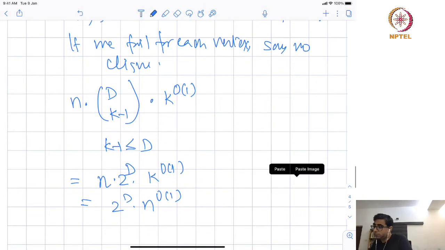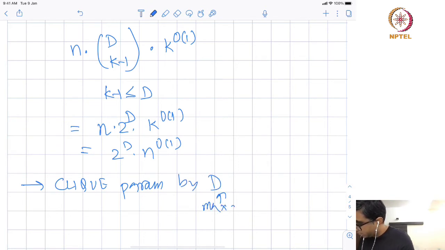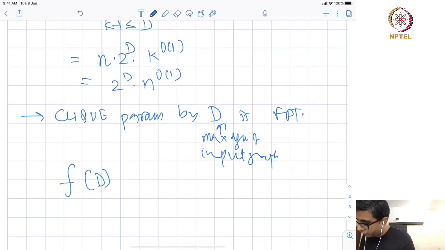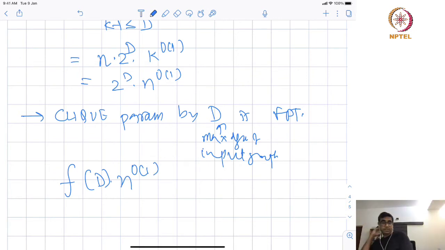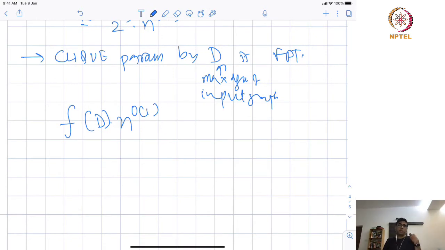Okay. So, now notice that clique parameterized by d, the max degree of the input graph, is fixed parameter tractable. Why? Because we made an algorithm with this running time. So, notice that for a problem there could be several parameters. With respect to one parameter, the problem could be intractable. With respect to another parameter, the problem could be tractable.